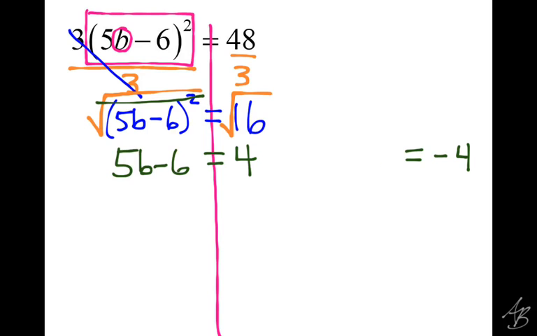5b minus 6. The left side is the same, right? So we get 5b minus 6 on the left, and then on the right side we could have a positive 4, or we could have a negative 4. All right, now what? Solve.